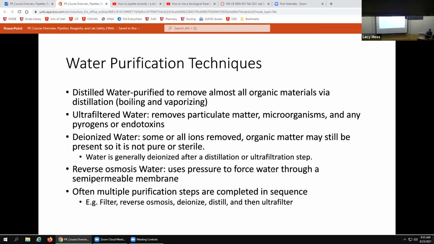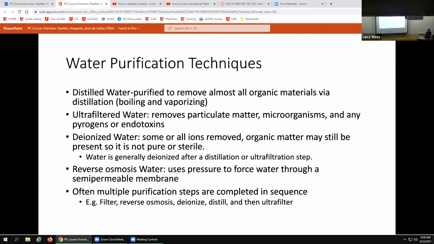All right, so there's different ways to purify water. There's distilled water, where you remove almost all the organic materials via distillation. Basically, you boil it, it evaporates, you collect that evaporation, because that should just be pure water, because all the other gunk stayed at the bottom. And then you have ultra filtered water, where you remove all the particulate matter, the microorganisms, any toxins.